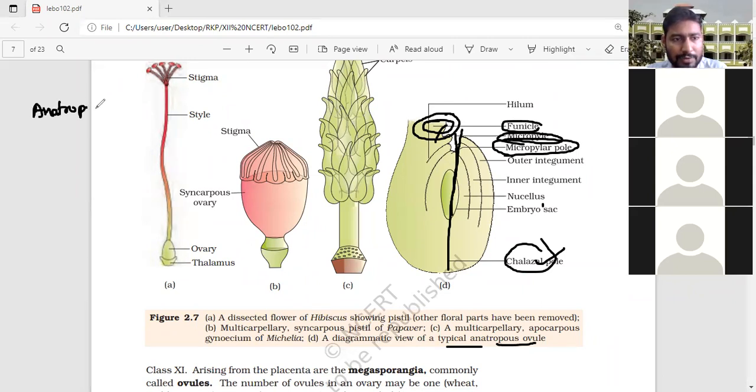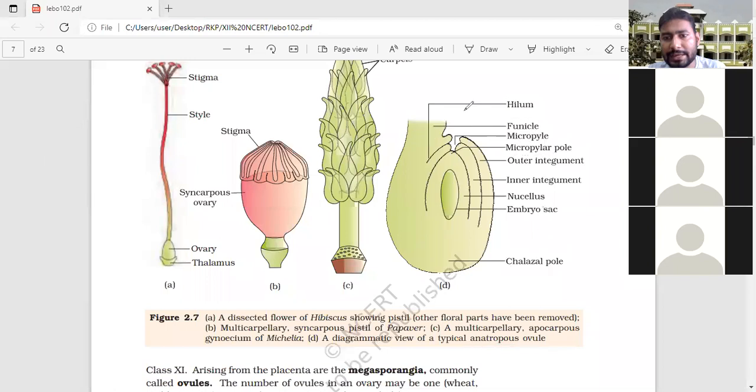In the Anatropous ovule, the micropyle and chalaza are both in a straight line. Just look, I have drawn it here. This is the micropylar pole, the micropylar end, and this is the chalazal pole, the chalazal end. If you draw the straight line, they lie in a straight line, but the funicle is not here. So in this way, you can say the funicle is present at 180 degrees.